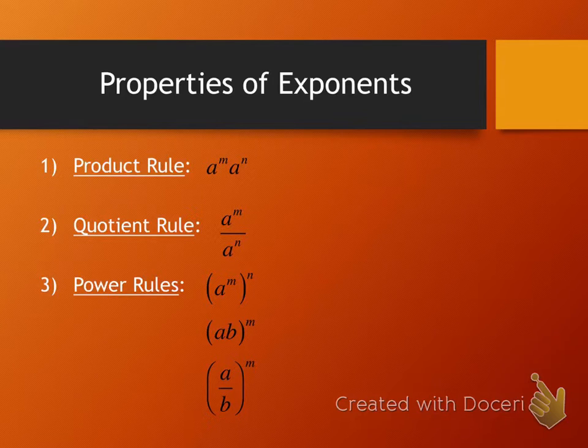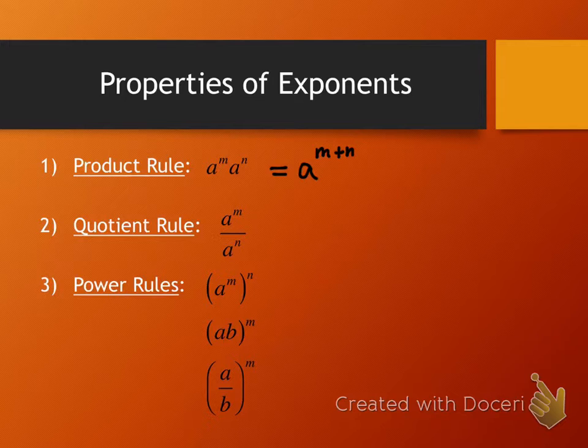So these are three of them. There's a couple more on the next slide. The first one is the product rule. So the product rule says that if I have the same base, notice the A's match, and they have exponents, whatever those exponents are, that I can actually add the exponents together like this. Okay?